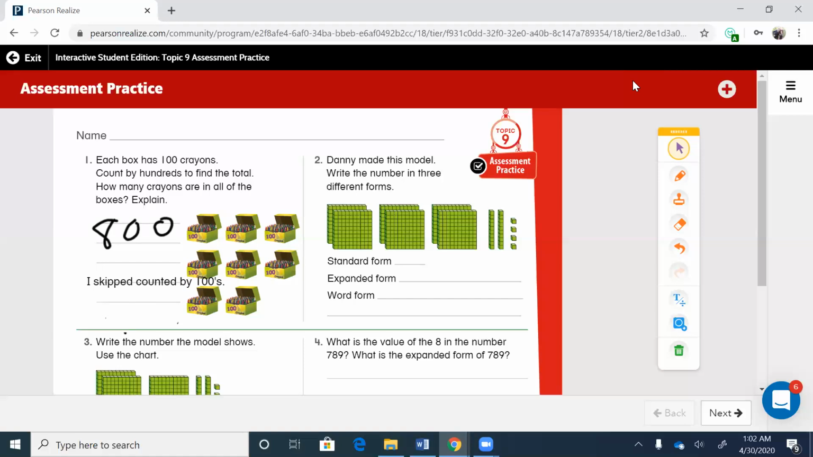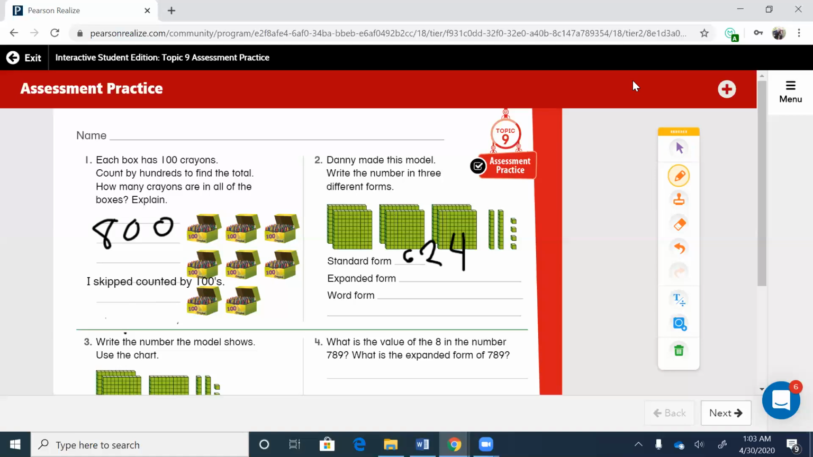All right, number 2. Danny made this model. So whenever you see the pattern blocks, those are the models. Write the number in 3 different forms. So we've been talking about this for a while now. In our Zoom meetings, we've been working on standard and expanded form and a little bit of word form. So here we go. For standard form, you simply count the hundreds, the tens, and then the ones. Let's start with the hundreds. 1, 2, 3, 4, 5, 6. There are 6 hundreds. So I will write a 6. How many tens? 1, 2. And how many ones? 1, 2, 3, 4.